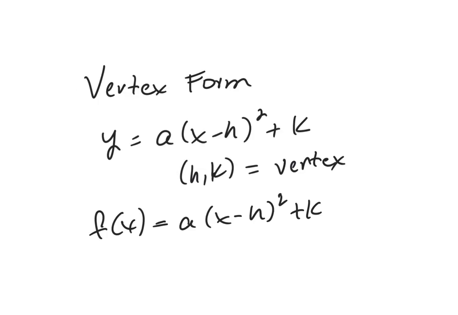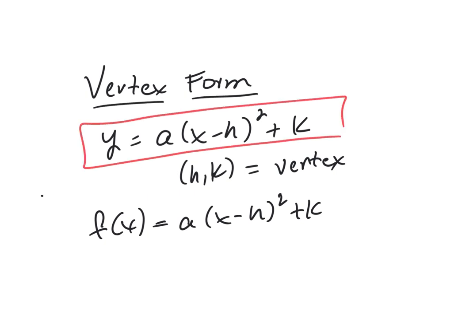All right, vertex form. Let's review real quick. What is vertex form? Vertex form looks like this: y equals a. We've seen this before with parabolas. That's what we're talking about. y equals a(x minus h) squared plus k. h and k is the vertex.